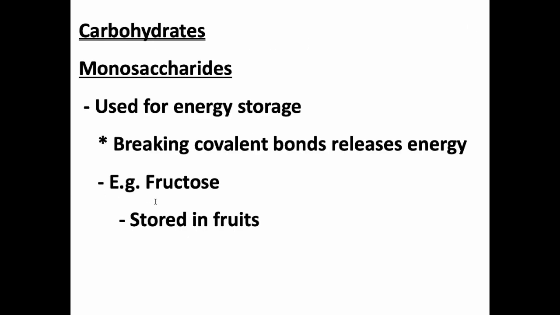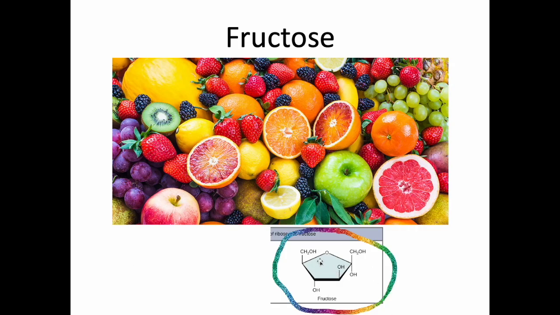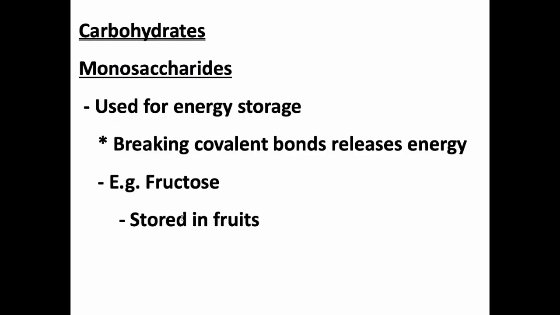A great example of this is fructose. And here's our fructose example found in fruits. That's where it gets its name. And these plants make these monosaccharides so that they can use them for energy later, either themselves or by the bird or animal they're trying to entice to eat these fruits. But it's meant to store this energy for later. Example of monosaccharide: fructose, stored in fruits.